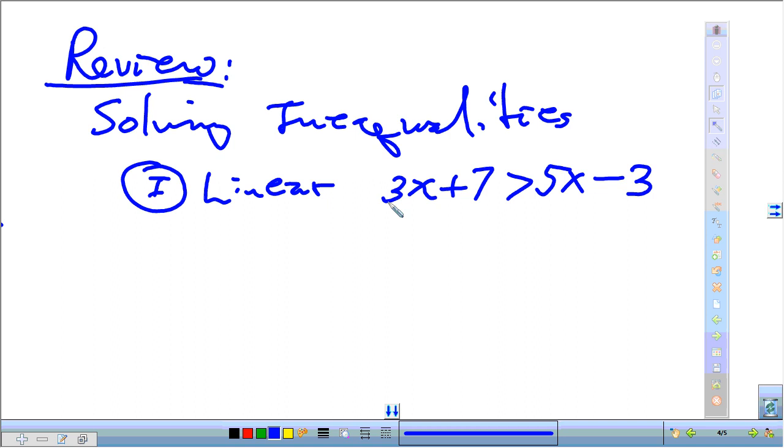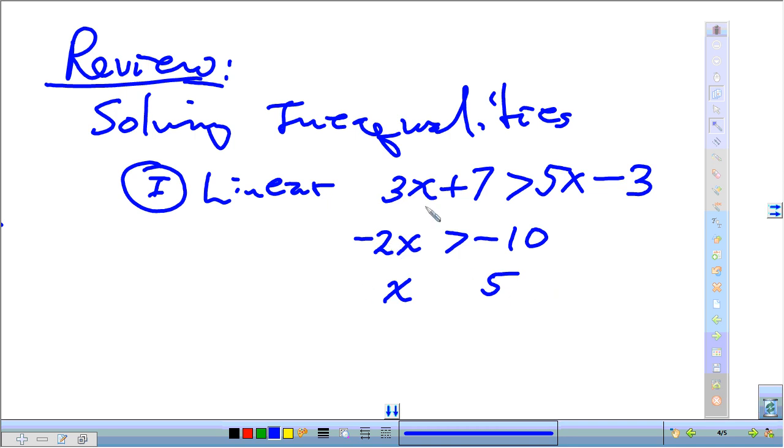So suppose we start with this, first degree polynomials or linear expressions. 3x plus 7 greater than 5x minus 3. So solving this is fairly much the same as solving equalities. We would subtract 5x from both sides, and subtract 7, and then divide by this coefficient of x, and get x compared to 5.